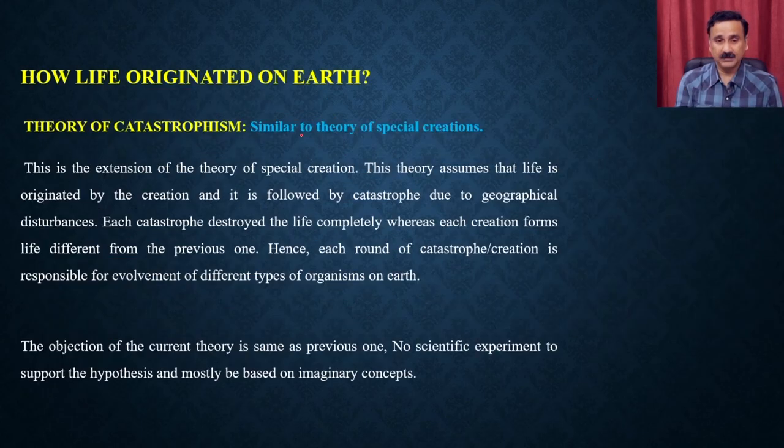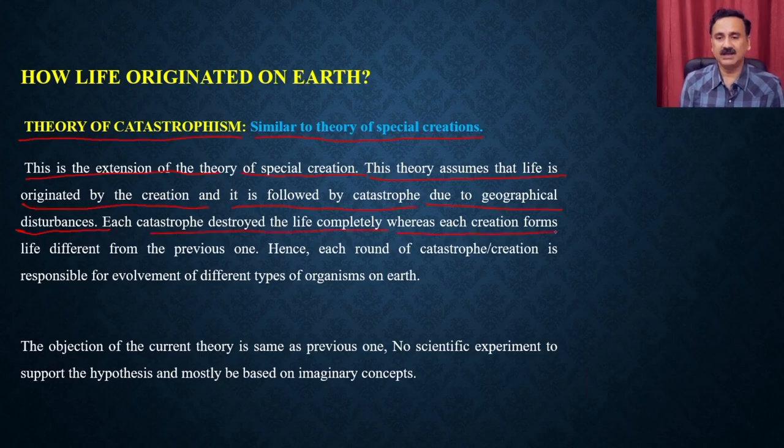Now the next theory is the theory of catastrophism. It is similar to the theory of special creation. This is an extension of the theory of special creation. This theory assumed that life originated by creation and was followed by catastrophes due to geographical disturbance. Each catastrophe destroyed life completely, whereas each new creation formed life that was different from the previous one. Hence, each round of catastrophe and creation is responsible for the appearance of different types of organisms on the earth.